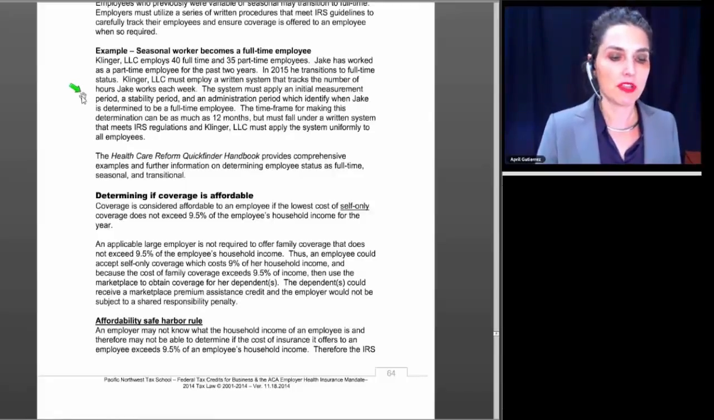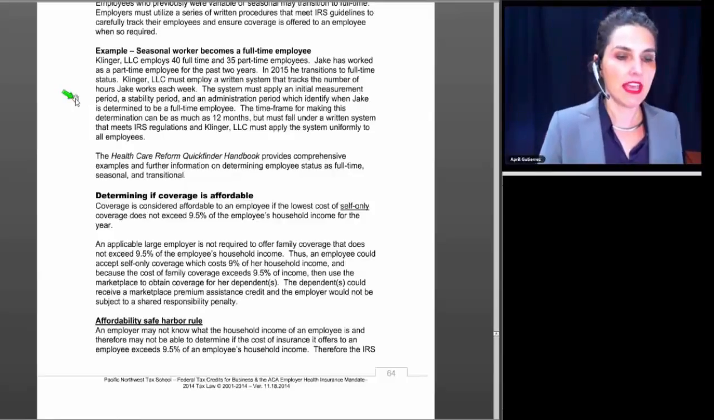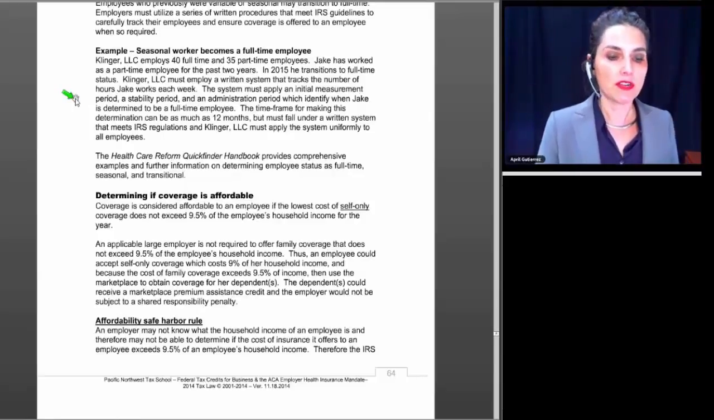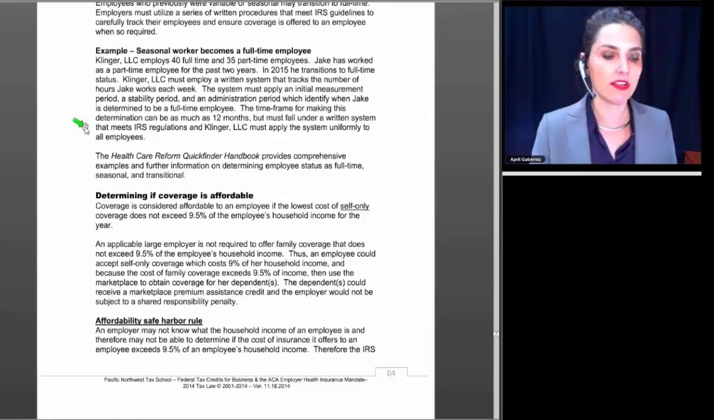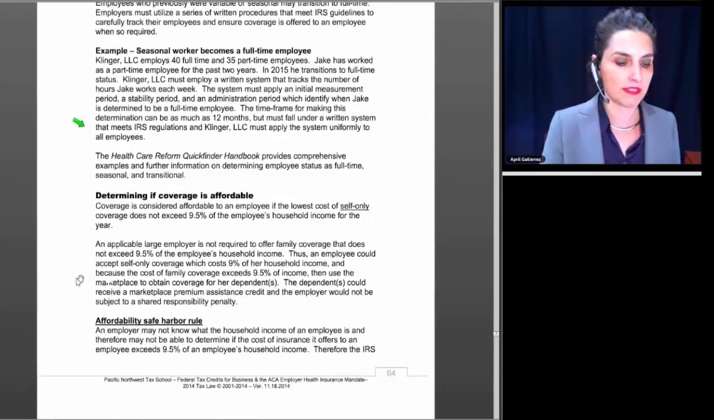The system must apply an initial measurement period, a stability period, and an administration period, which identify when Jake is determined to be a full-time employee. The time frame for making this determination can be as much as 12 months, but must fall under a written system that meets IRS regulations, and Klinger LLC must apply the system uniformly to all of its employees.